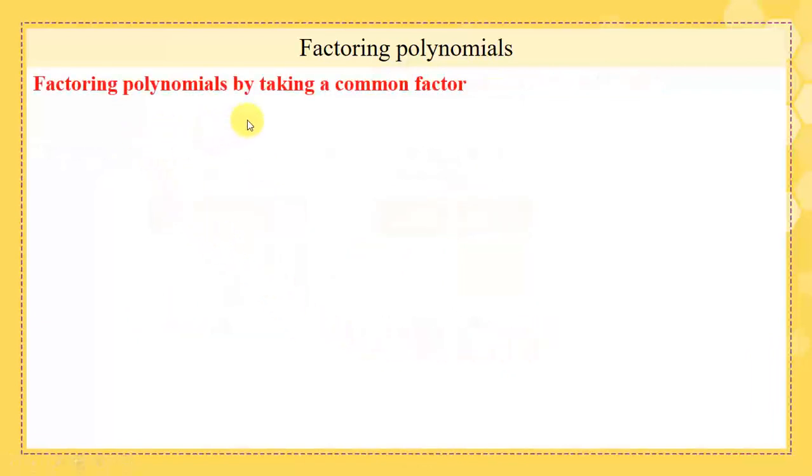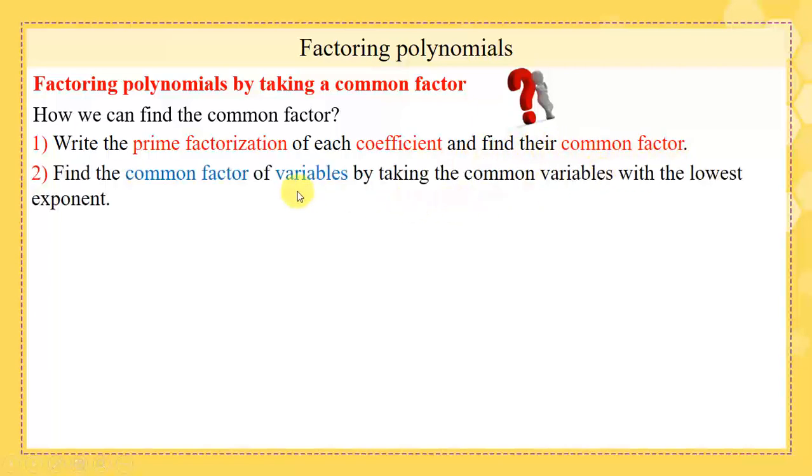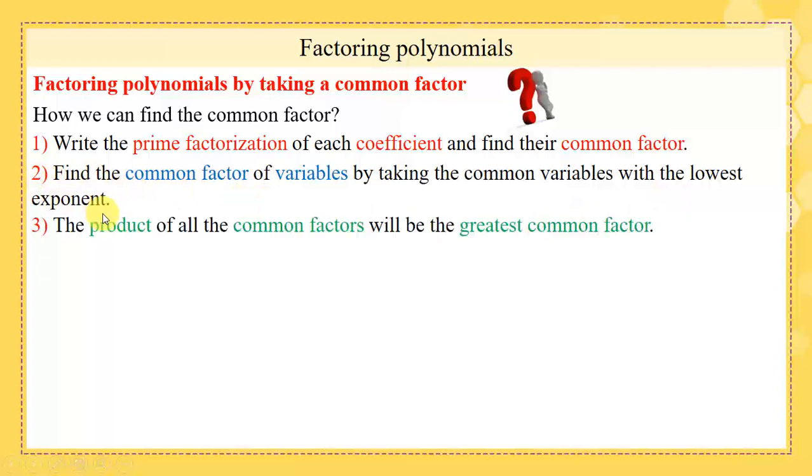How to factor a polynomial by taking a common factor. How can we find this common factor? First, we write the prime factorization of each coefficient and find their common factor. Second, we find the common factor of variables by taking the common variables with the lowest exponent. The product of all common factors will be the greatest common factor.